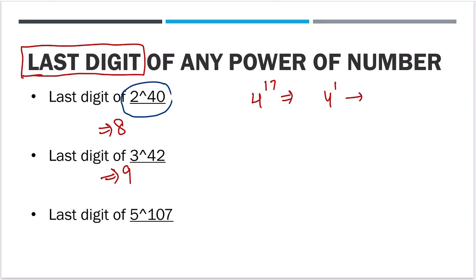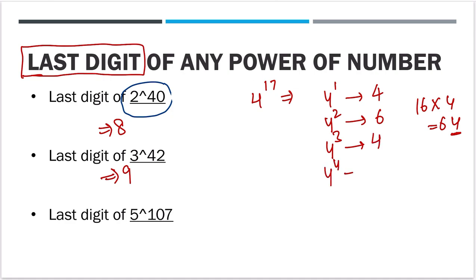4 raised to power 1 is 4. 4 squared is 16, meaning 6. 4 cubed, 16 times 4 is 64, the last digit again 4. 4 to the 4 will give me 6. 4 to the 5 gives me 4, then 6. So in the case of 4, the pattern being followed is 4, 6, 4, 6, 4, 6. So we know there is a pattern.